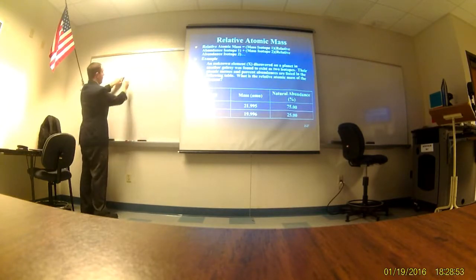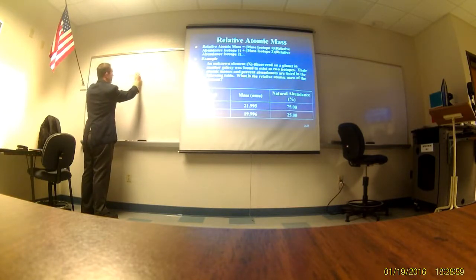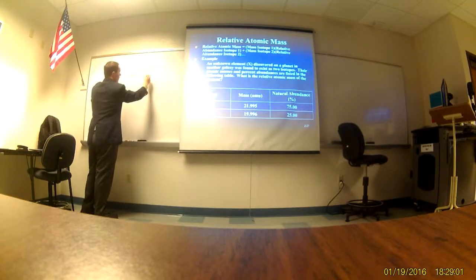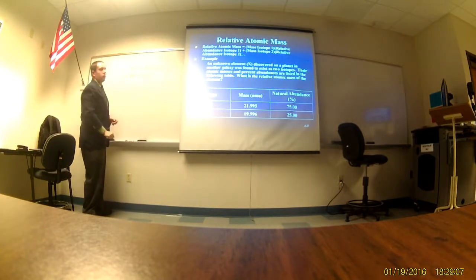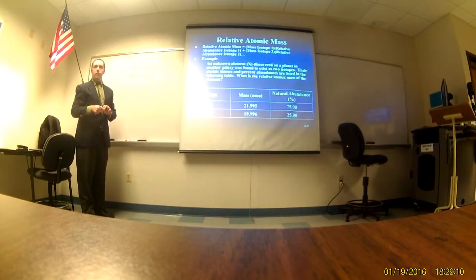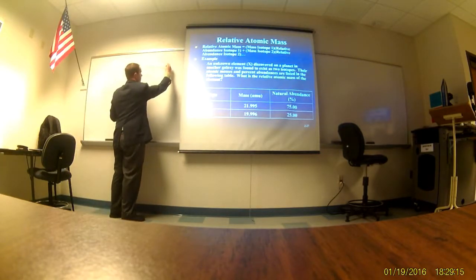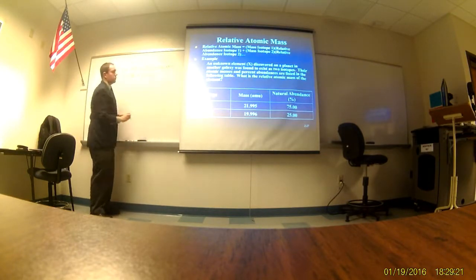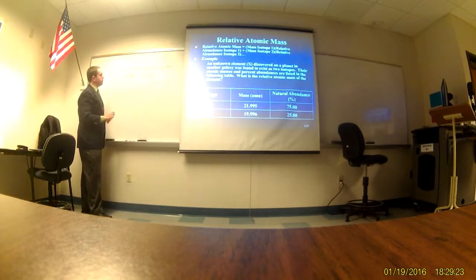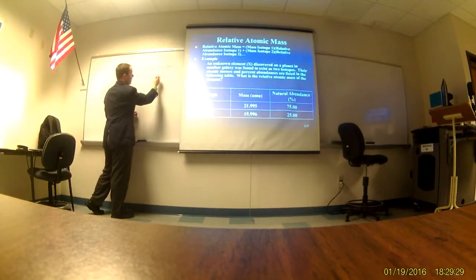And then we'll do the same exact thing for the other isotope. We have 19.996 times 0.25. Someone help me out and multiply those two numbers. 16.49625. Okay? And then multiply these two numbers. 4.999. And now all you have to do is add these together.